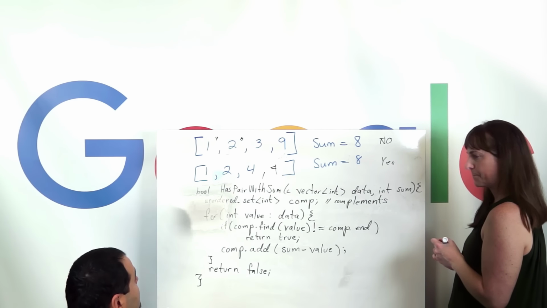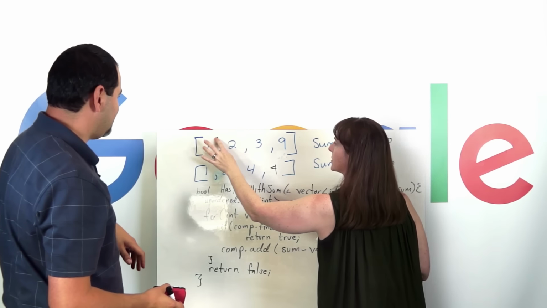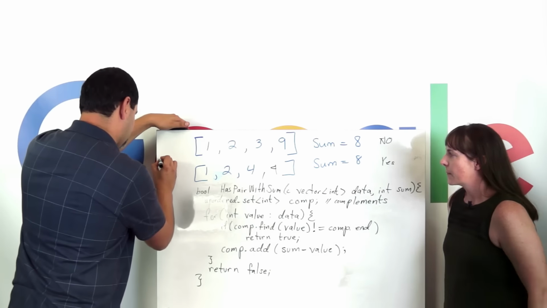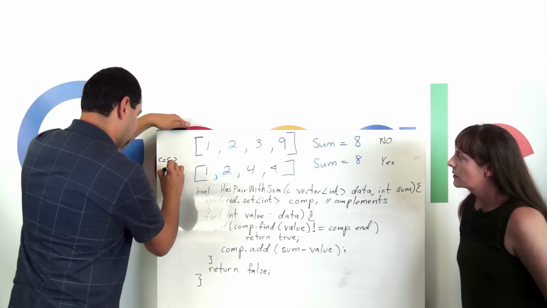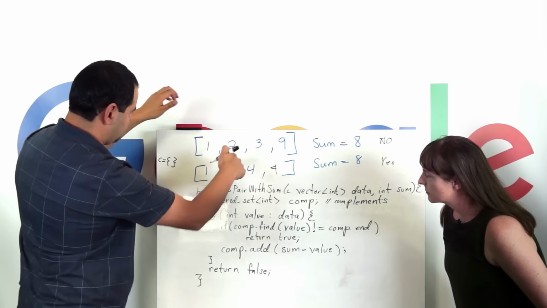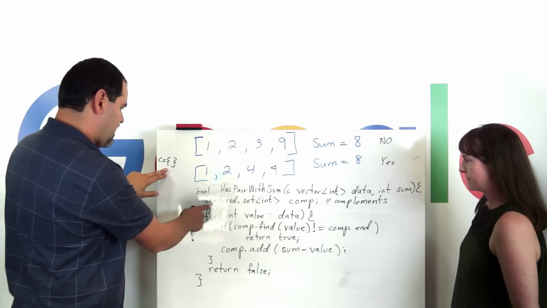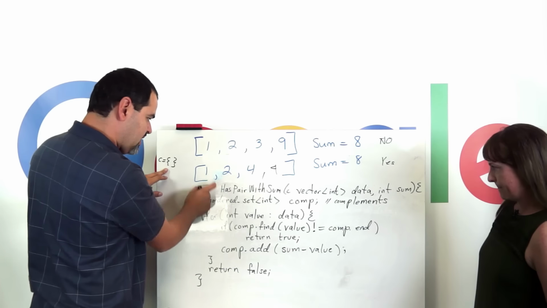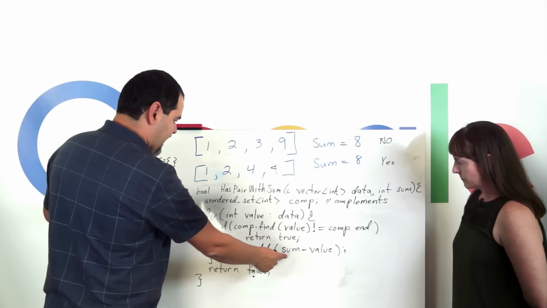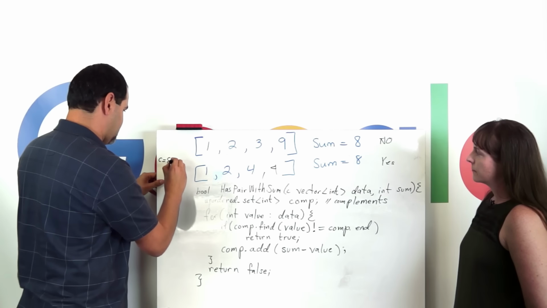Okay. Let me go through some examples to make sure. I'm gonna erase these. So I have a set. My complements is a set, which starts empty. I'm going to run through both. They're kind of the same at the beginning, so that should be fine. So I have nothing in. I check for my first value, which is a 1. I don't find anything, obviously. And then I add 8 minus 1. So I add a 7 here. Okay, so now I have a 7.